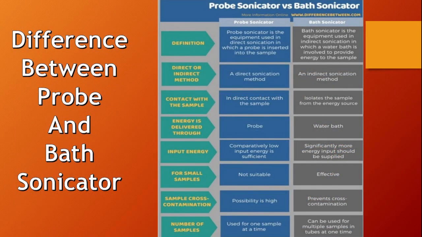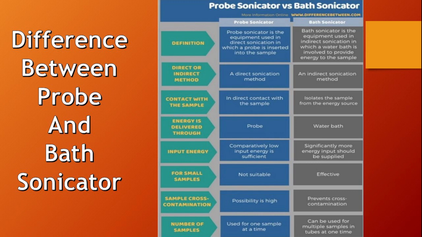The next slide is showing you the differences between the probe and bath sonicator. First of all, definition. The probe sonicator is the equipment used for direct sonication, in which the probe is directly dipped into the sample. The bath sonicator is an indirect sonication method, and the probe is dipped into a water bath, not directly into the sample. As I have already told you, probe sonication is a direct method, bath sonicator is an indirect method. In terms of contact with the sample, in the probe sonicator the probe is in direct contact with the sample. In the bath sonicator, the probe is in contact with the water bath.